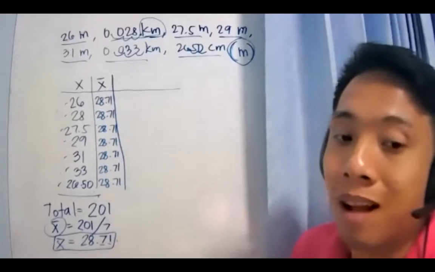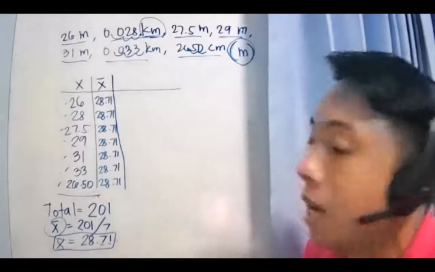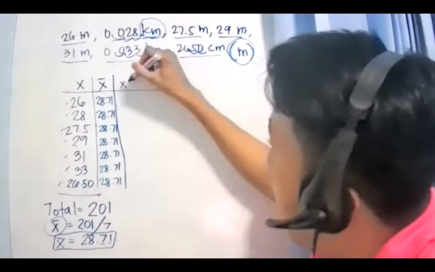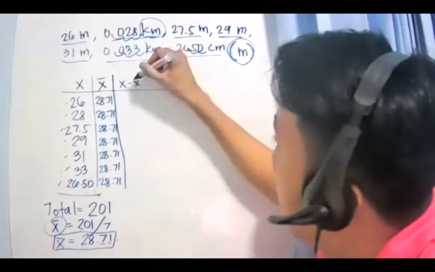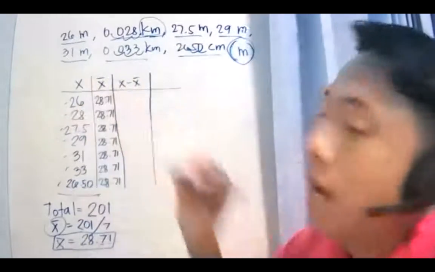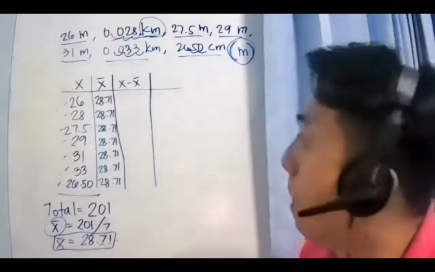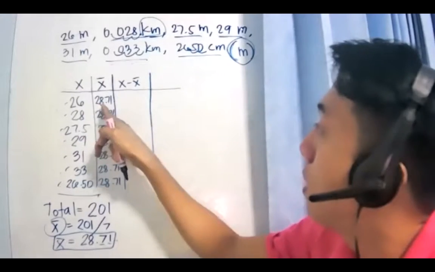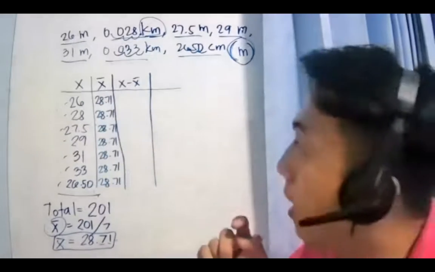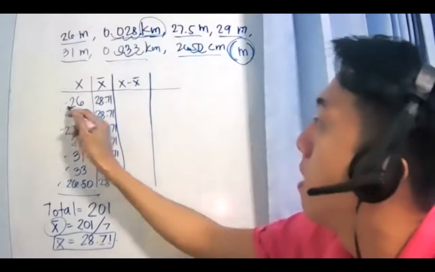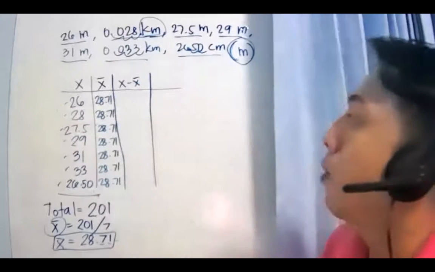Fourth step na tayo. Okay, fourth step, I will just find the difference of x and the mean. So yung x natin or 26 minus 28.71. Okay? So x minus mean. So what is 26 minus 28.71?